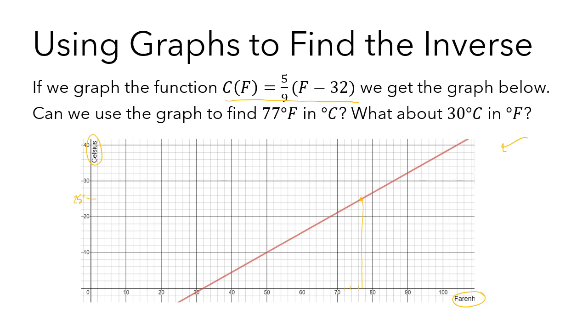And we can do the same thing backwards. If we start at 30 degrees Celsius on the y and then trace over, we said it crosses right here, and then we trace down, and we see that that's right here at 82, 84, 86 degrees Fahrenheit.